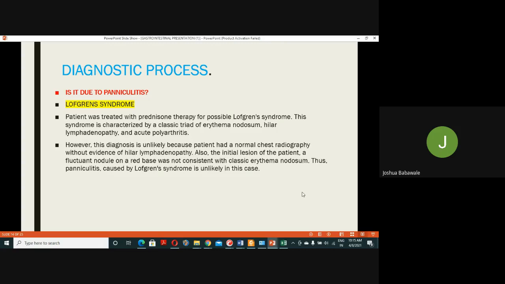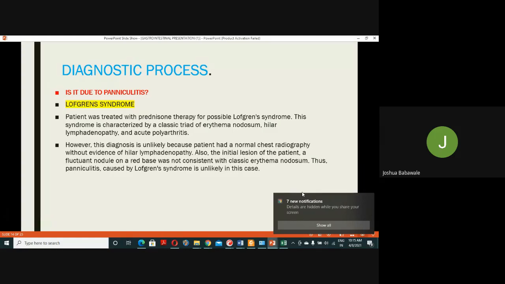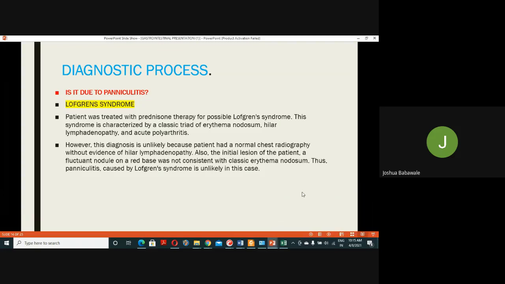But in this patient, the patient had a normal chest radiography, so there was no evidence of hilar lymphadenopathy. The lesion of the patient was also a fluctuant nodule on a red base, which was not consistent with erythema nodosum. So Löfgren syndrome is unlikely in this case. Next slide, please.